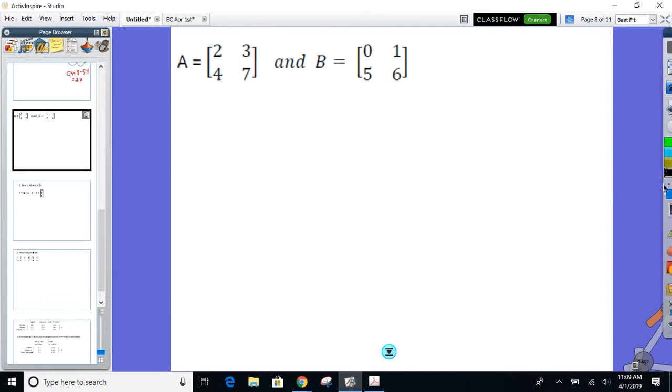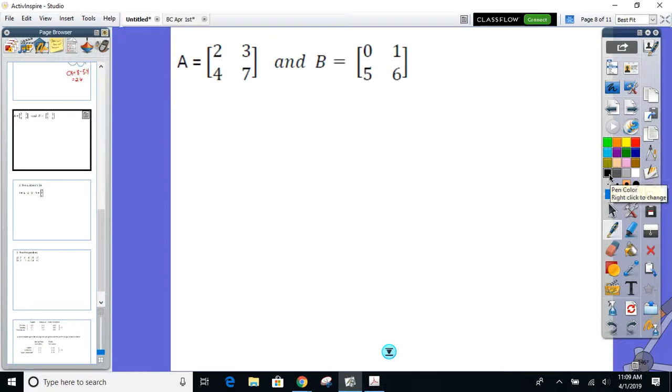What you got from Friday, if you watched the video or not. You cannot multiply anything you want. Heck, you can't even add or subtract anything you want. Remember, when you add and subtract, both matrices need to be the same size. That's not the case for multiplication, if you were here on Friday. It does not have to be the same size to multiply, but it does have to follow a rule.